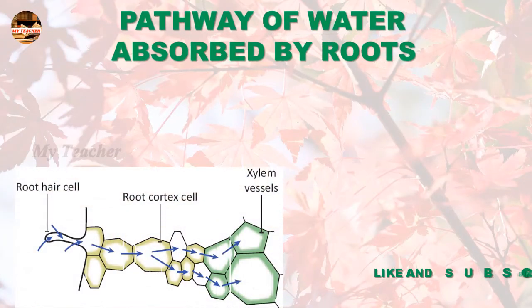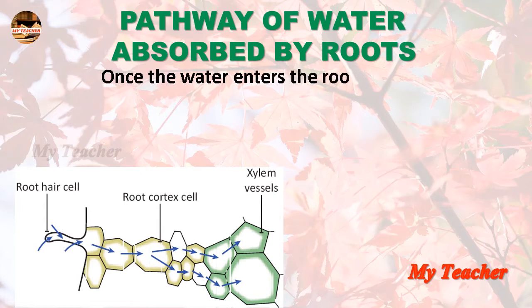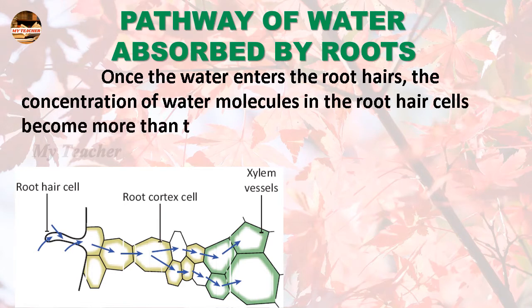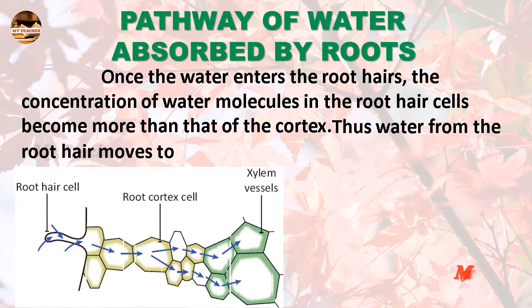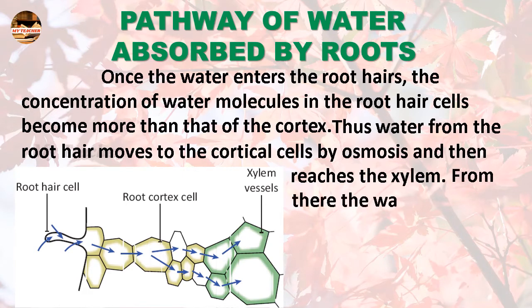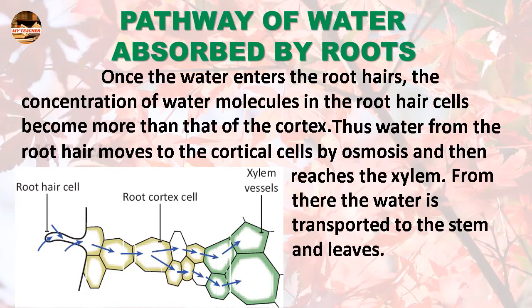See the diagram showing the pathway of water absorbed by roots. Root hair absorbs water. From there, it enters the root cortex cell. From there, it reaches the xylem vessels. Once the water enters the root hairs, the concentration of water molecules in the root hair cells becomes more than that of the cortex. Thus, water from the root hair moves to the cortical cells by osmosis and then reaches the xylem. From there, the water is transported to the stem and leaves.